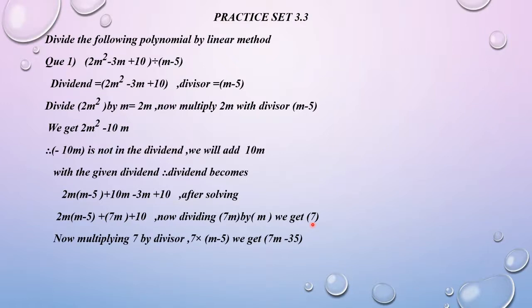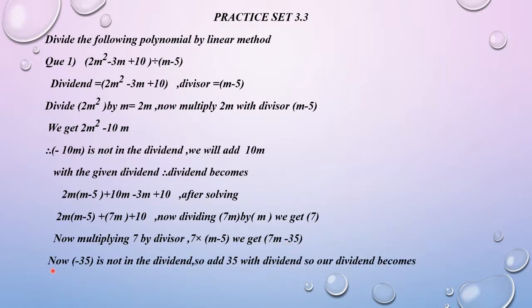Now we will multiply 7 with the divisor (m - 5). So we get 7m - 35. Now -35 is not in the dividend, so we add +35 to the dividend. So our dividend becomes 2m multiplied by (m - 5) + 7 multiplied by (m - 5) + 35 + 10.